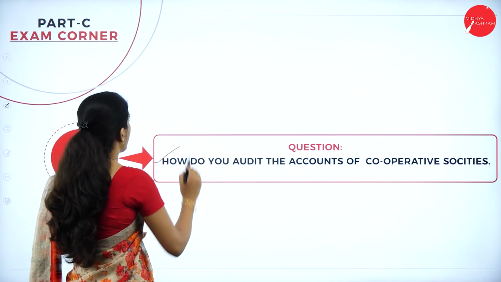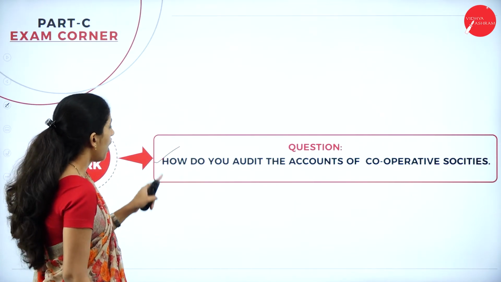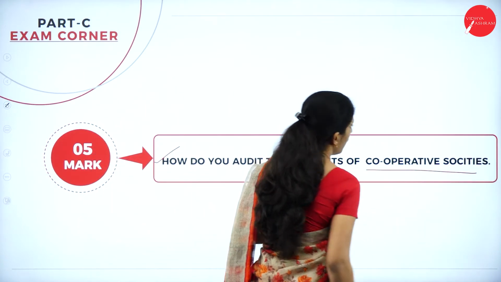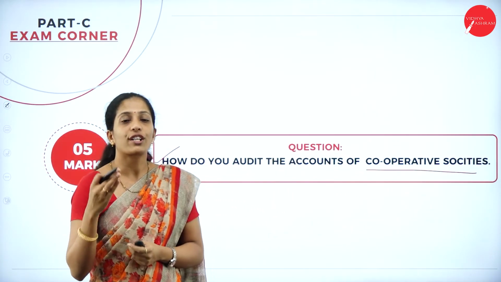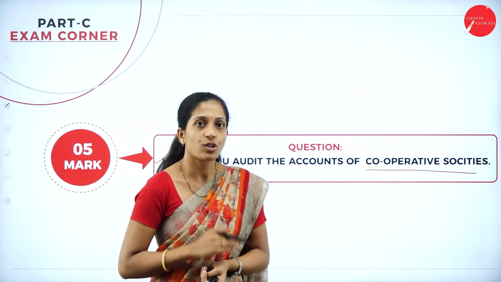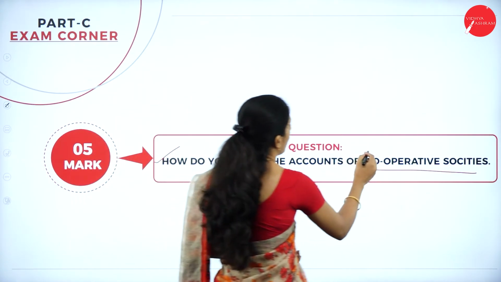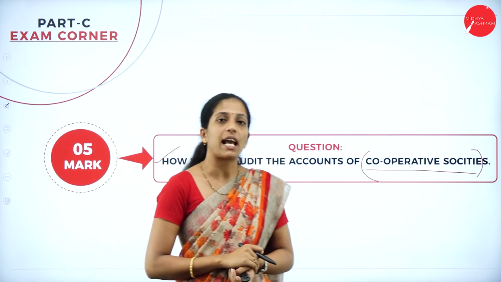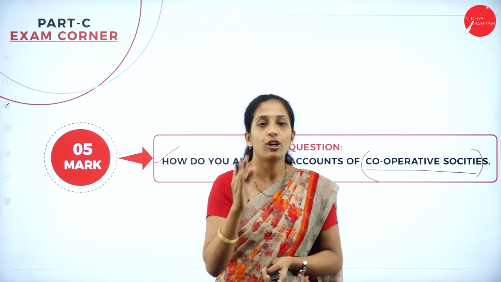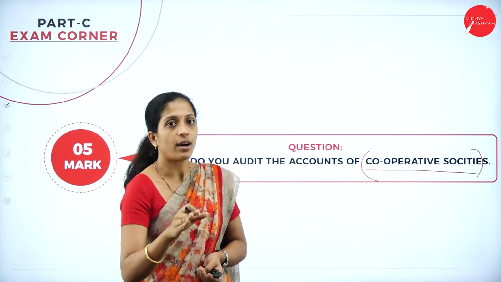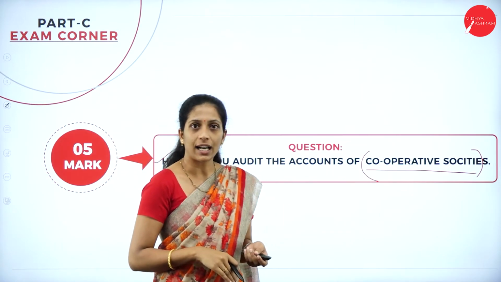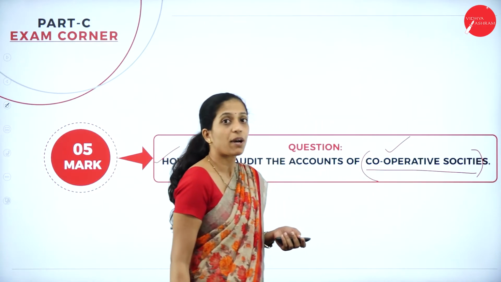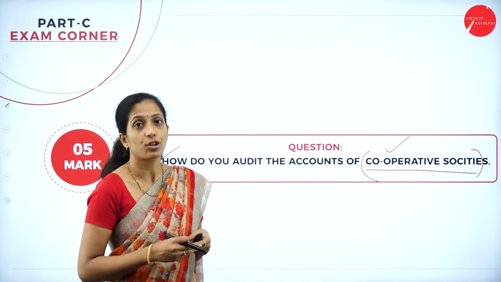Next, the 5 marks question is: how do you audit the accounts of cooperative societies? We have learnt about it, that is, auditing of different types of organization. Here also we are going to write how the auditing is conducted in cooperative societies. For each and every type of organization, there are certain laws according to which the auditing has to be conducted. If you talk about a cooperative society, it has to be conducted as per the Cooperative Societies Act of 1912.